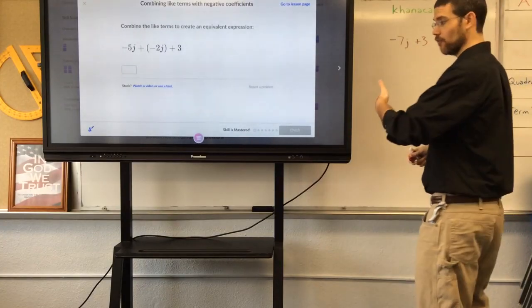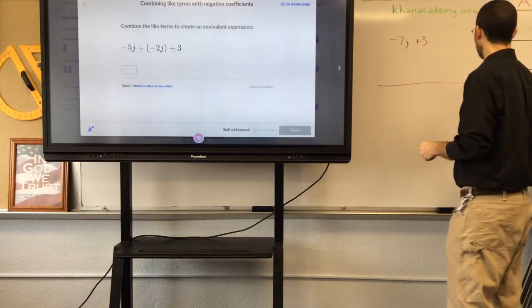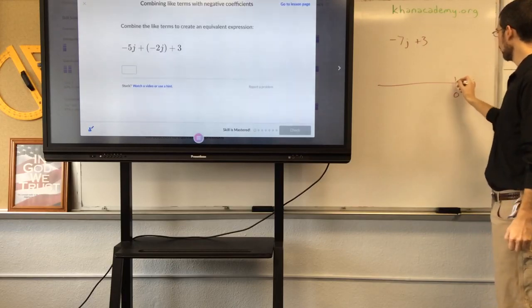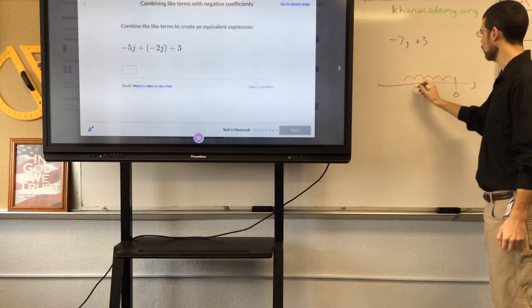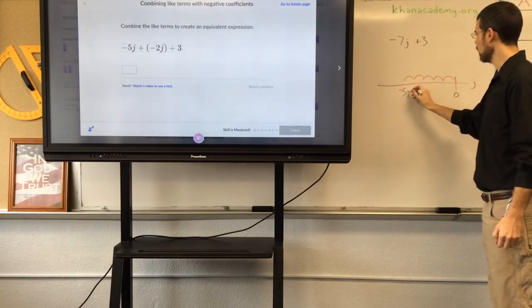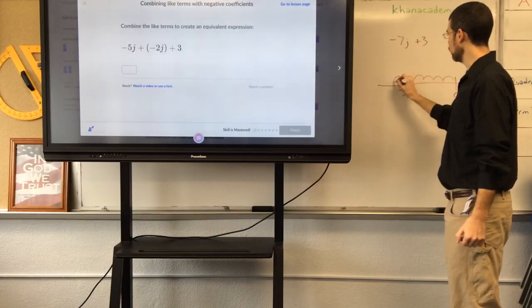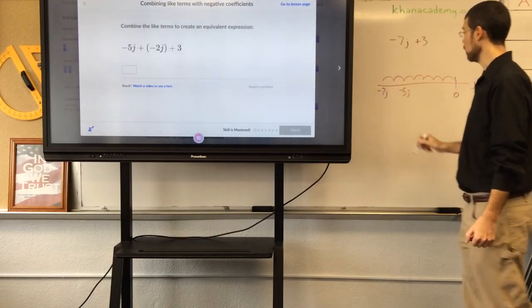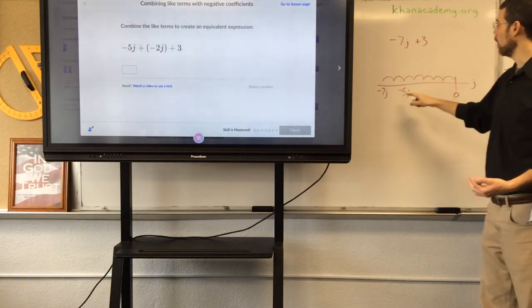I have negative 5, so I went to the left on the number line, right? So if this number line was j's, and I had 0 here, I'd go 1, 2, 3, 4, 5. I'd be at negative 5j. And then I'd take negative 1, 2. And that put me at negative 7j, okay? So that's a way to visualize it, if you like.